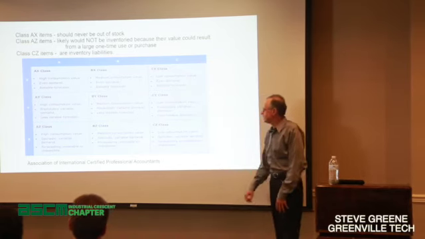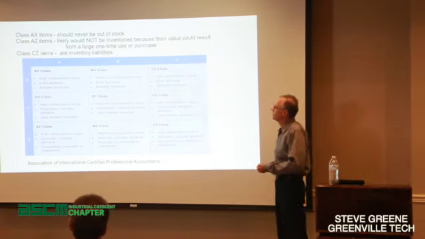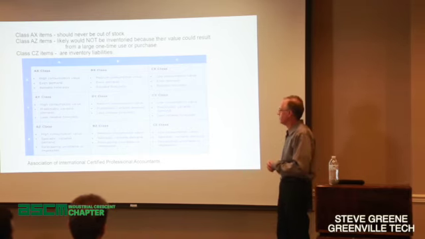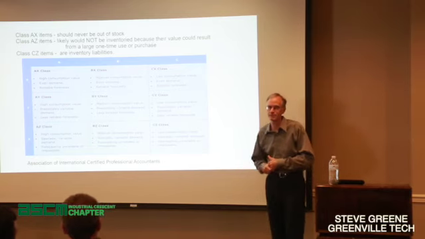Class CZ, so these are inventory liabilities. These are the problem children. So we have a low consumption value, the demand is very variable, sporadic, and the forecasting is unreliable, if not impossible.